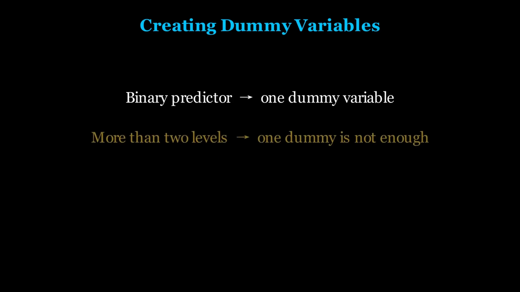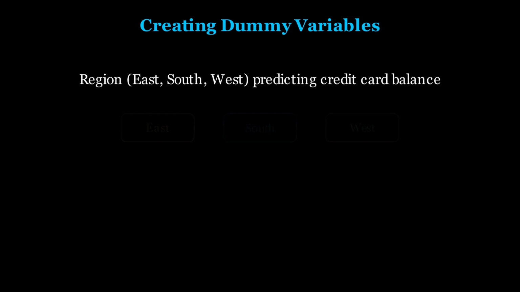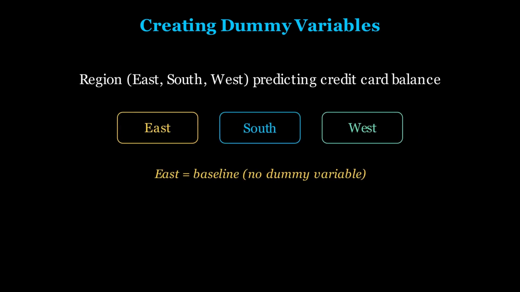Recall that when a qualitative predictor is binary, a single dummy variable is enough. When it has more than two levels, one dummy variable can no longer represent every possible value, so we create multiple dummy variables. Suppose we have a variable representing region with levels east, south, and west, and we're predicting credit card balance Y. With three levels, we create two dummy variables, and we leave one level out as the baseline. Here, we'll leave out east.